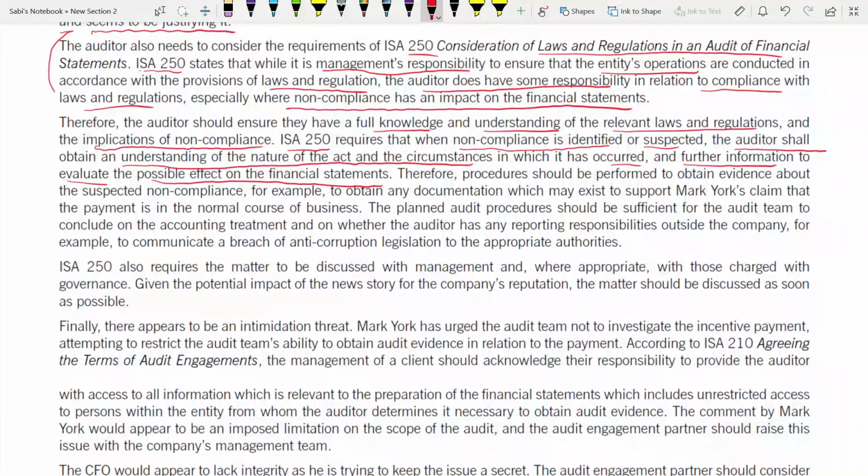Therefore, the procedures should be performed to obtain evidence about the suspected non-compliance. You see, you are giving actions. All these are actions that you are telling the auditor to do. You just cannot say they didn't comply. Where is the evidence? You have to obtain evidence. For example, to obtain any documentation which may exist to support Mark York's claim that the payment is in the normal course of business. First of all, you have to obtain any documentation that says that this is a regular payment or the payment is in the normal course of business. Correct.